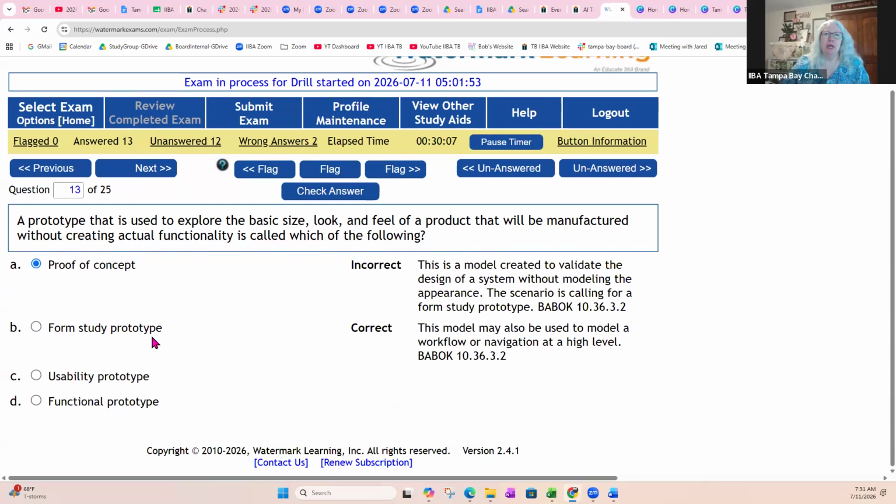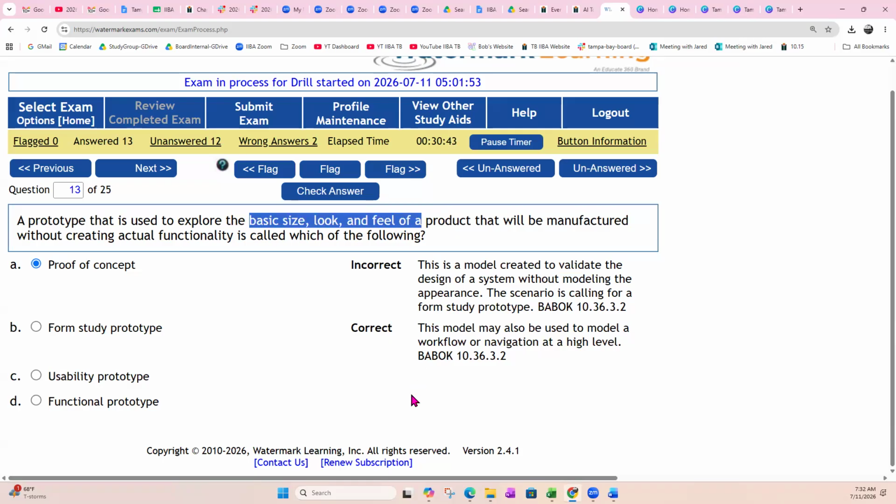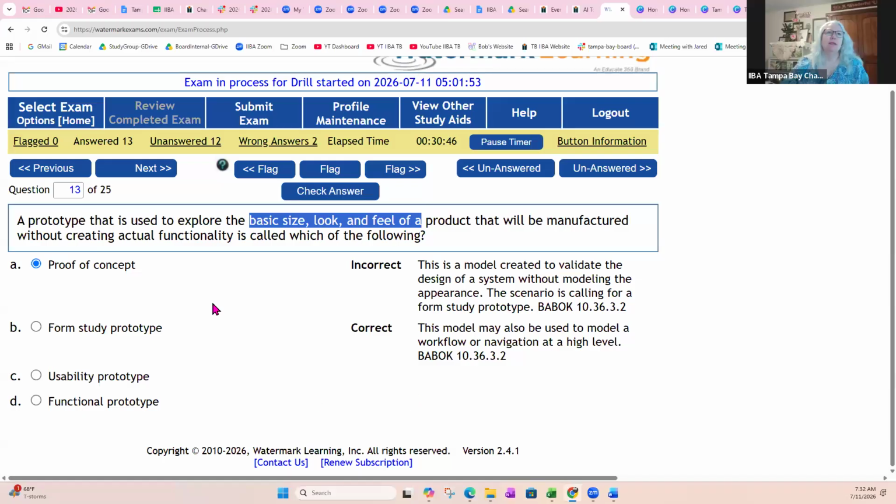Okay, so a form study prototype is a model that can be a model of, I'm sorry, I'm going to start over. This model may also be used to model a workflow or navigation at high level, but it also can show you the basic size, look, and feel of a product. The reason proof of concept is not correct is this is a model created to validate a design of a system without modeling appearance. The scenario is calling for a form study prototype. So proof of concept has nothing to do with appearance. And this is talking about appearance. Okay. Good job, guys. Learning is our goal, right?